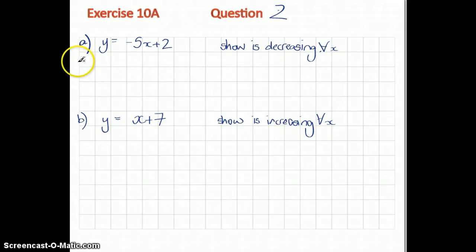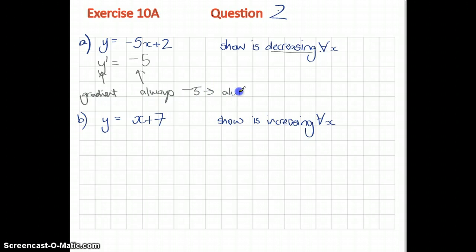For this next question, we need to show that for this function here, y = -5x + 2, we need to show that it is decreasing for all values of x. Decreasing is a term that's used to describe the function, and the way we can test that is to use the gradient. So the first thing I need to do is find the derivative, and that is just going to be -5.